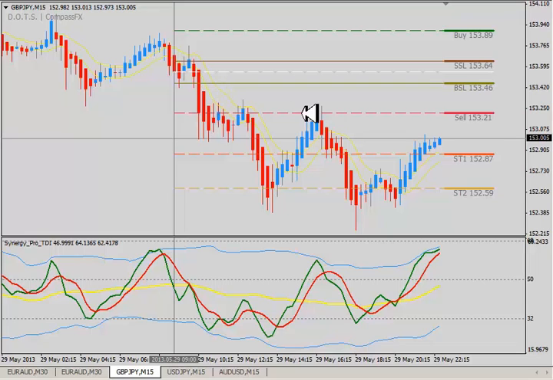Now, this right here would be the sell entry for those trading just the dots. But if you look here, if you were trading this based upon Synergy, you might already be in the trade up in this area.